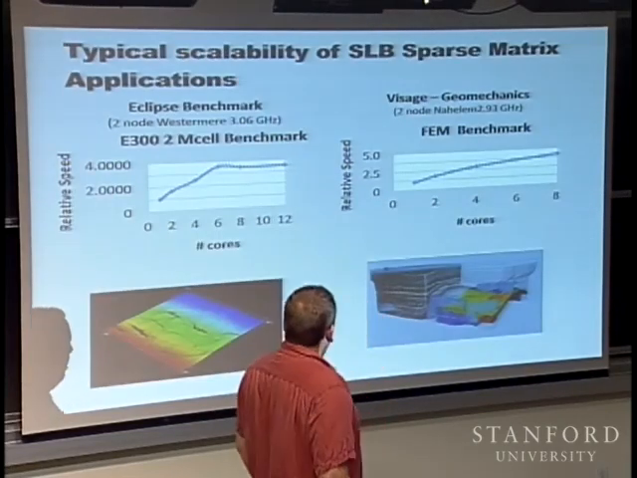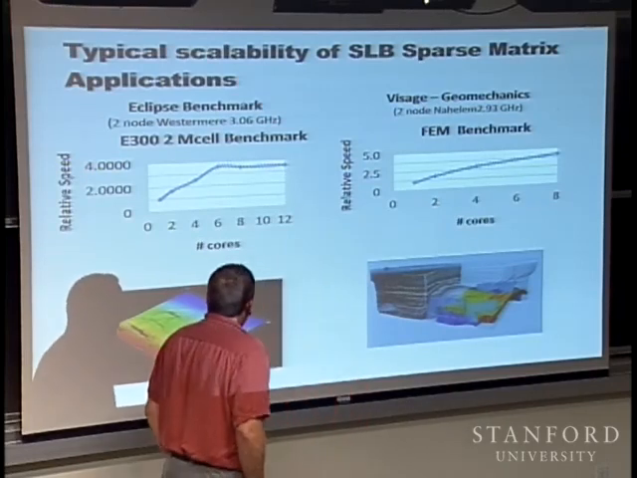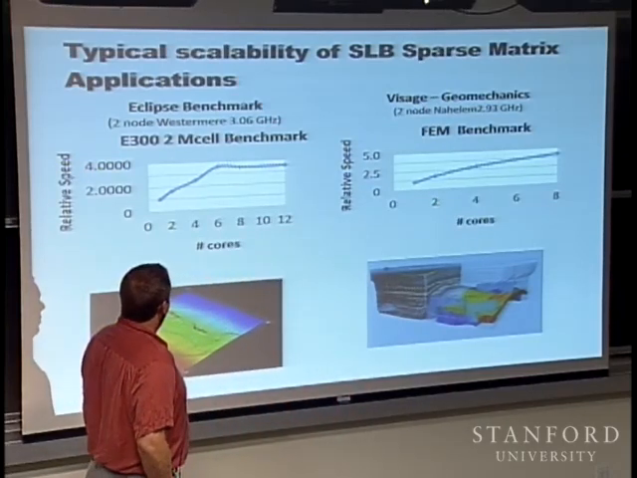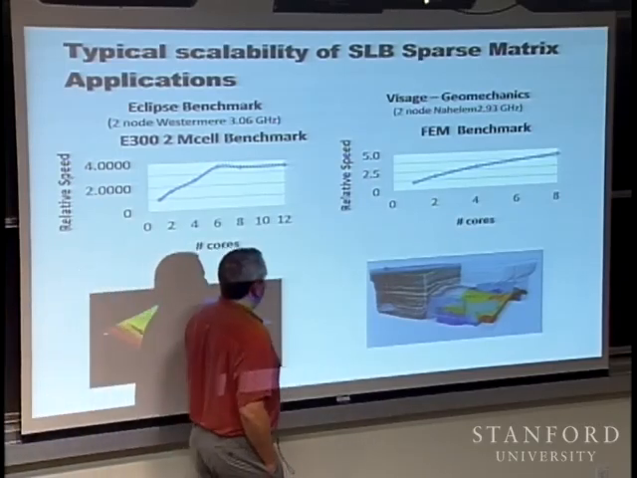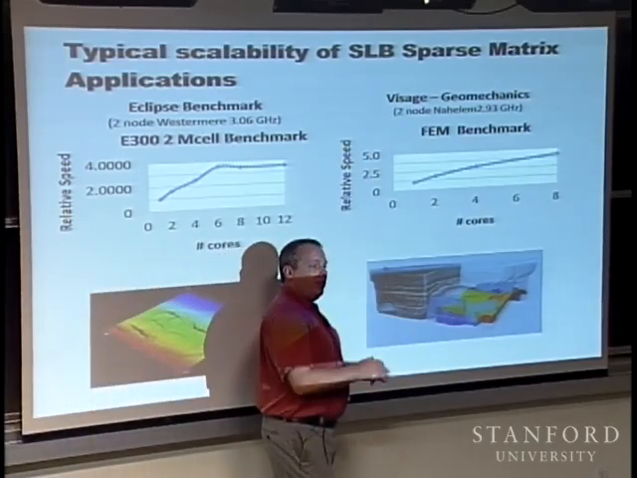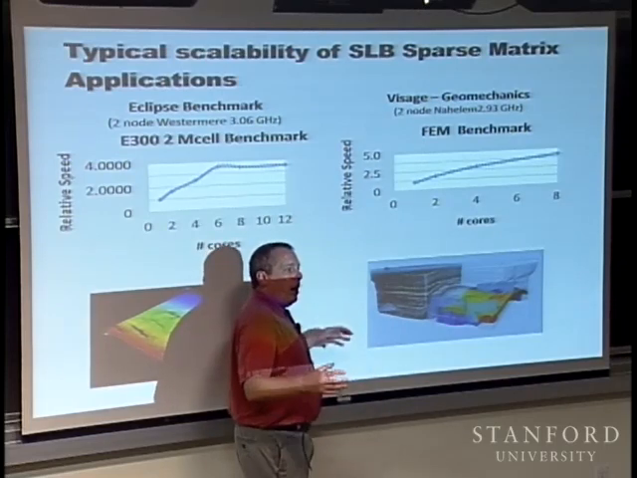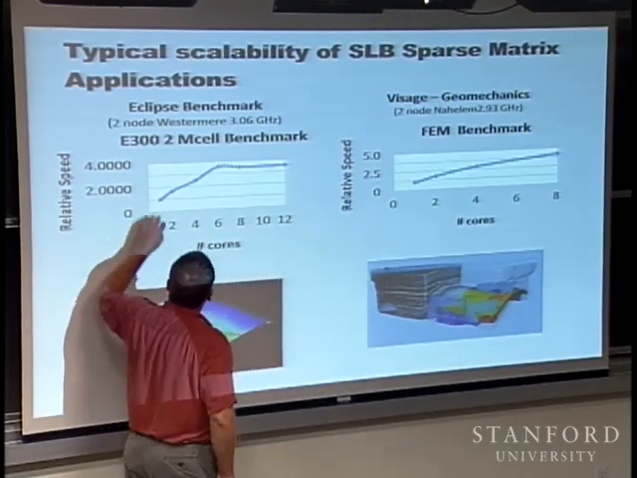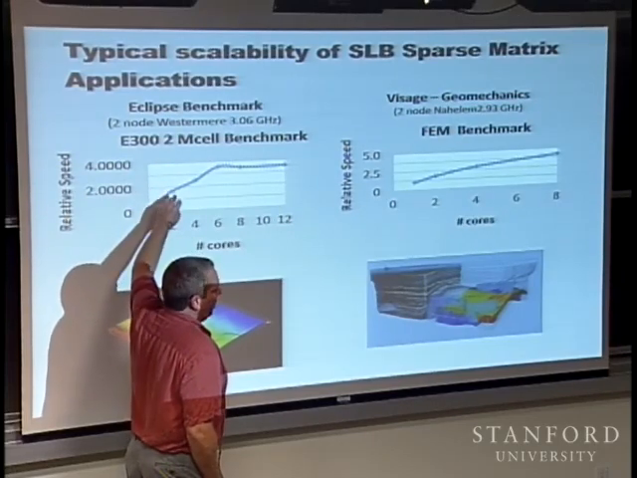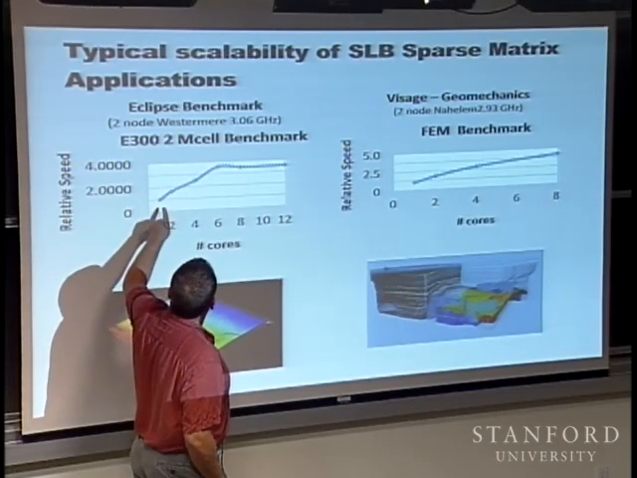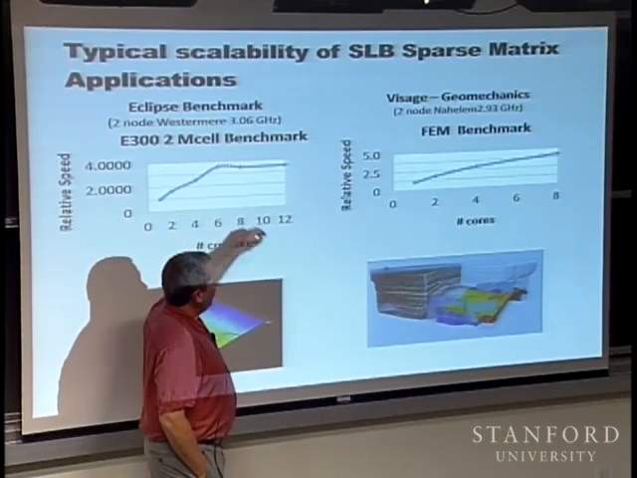So we have a lot of problems in the oil industry that involve sparse matrix vector multiply, and these are a couple of them. This is a fluid flow problem, and this is a geomechanics problem. So this is trying to show how the Earth changed over time. And these are two codes from Schlumberger. I stole this slide, and they show its performance as a function of cores.